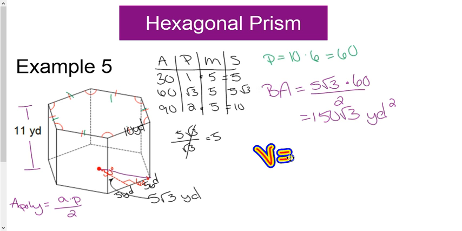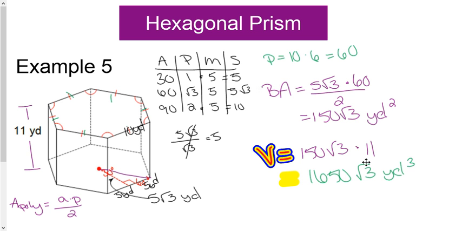So volume is equal to the base area, so 150 square root of 3, times the height. So this prism is 11 yards tall. So if I multiply those, I'm going to go back to that color. Oh, that's a highlighter. I don't want a highlighter. Oh well. So when I multiply those, I get 1,650 times the square root of 3 yards cubed.